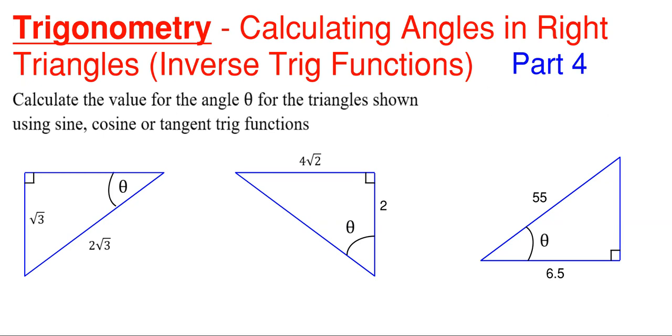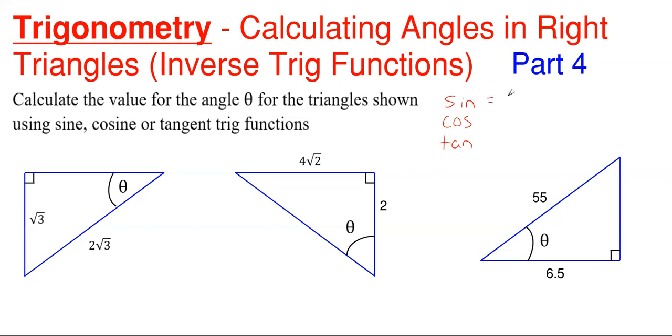So what we're going to be covering in today's video is trigonometry, and we are going to be calculating angles for right triangles using inverse trig functions. We have three triangles here that we have to find the angle for. For each of these triangles, we are just going to use one of our typical inverse trig functions: sine of our angle, cosine of our angle, and tangent of our angle. We're just going to use the best one of these three for each triangle. We're not going to use every single one for each triangle. We're just going to look and see which one will be the fastest to use.